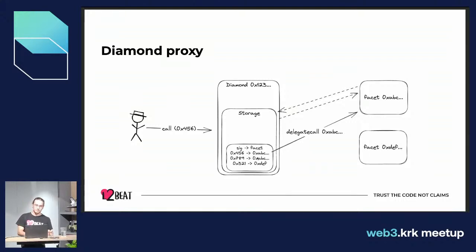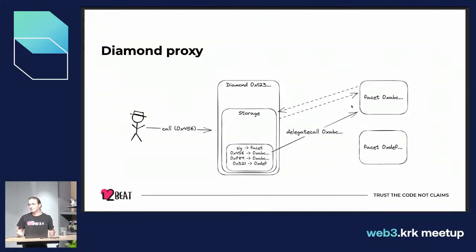Okay, so, for example, for the signature 0x456, we can see that the facet is 0xabc. So it will call this exact facet to actually use the logic in this facet. Any questions about that?